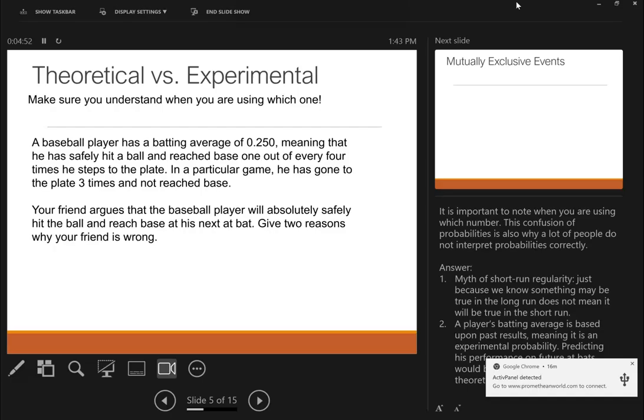All right, so let's take a look at an example to help you understand which one you're talking about. A baseball player has a batting average of .250, meaning he has safely hit a ball and reached base 1 out of every 4 times he steps to the plate. In a particular game, he's gone to the plate 3 times and not reached base. Your friend argues that the baseball player will absolutely safely hit the ball and reach base at his next at-bat. Give 2 reasons why your friend is wrong.